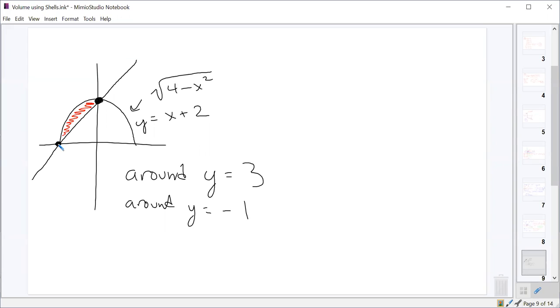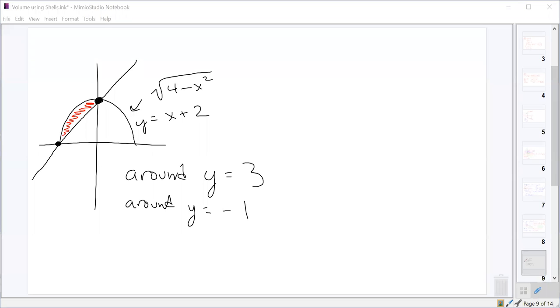How are we doing, people here in class? Doing okay setting it up? People at home, you doing okay setting it up? All right. Let's talk about y equals 3.